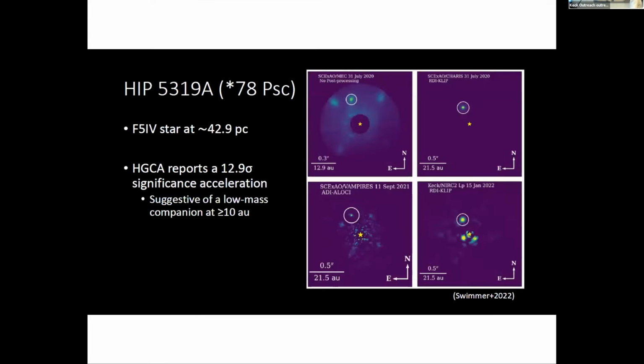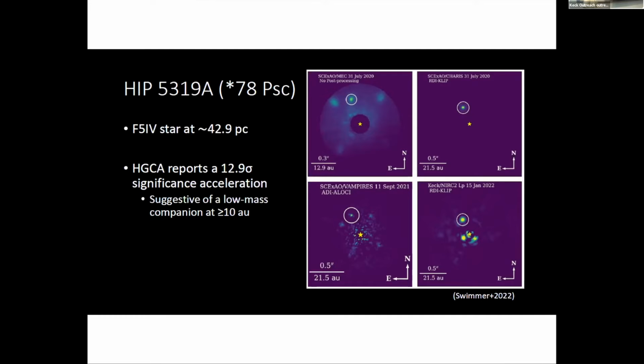Now that I've motivated this, I'll go on to talking about the system that we imaged. So we looked at HIP 5319, which is a nearby F star at about 43 parsecs from us. And so this is fairly favorable for potentially direct imaging a companion. And the reason that we chose this star and the reason it was a part of this survey is because we have this 12.9 sigma significance acceleration. And what that basically means is that the star is a very good candidate for having a low mass companion, something around 10 or tens of AU. And what we find is that we do.